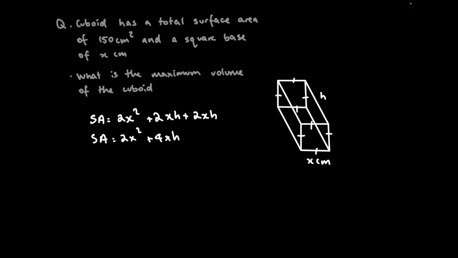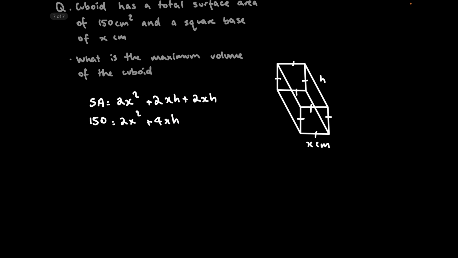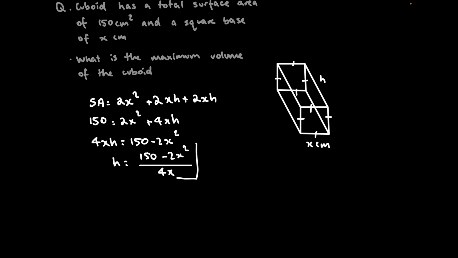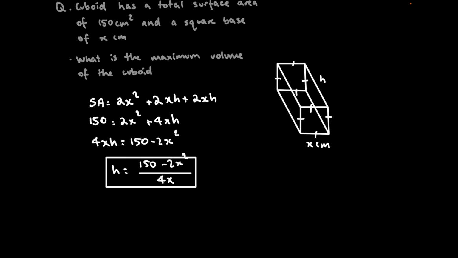And we know the surface area is equal to 150 because they've told us in the question. So now that we have this, let us rearrange and eliminate the variable h. So if we rearrange and eliminate the variable h, we get 4xh equals 150 minus 2x squared. That means h is equal to 150 minus 2x squared all over 4x. So this is our variable for the value of h. Okay, so this is what we get for h over here. I'll do it in a nicer box.